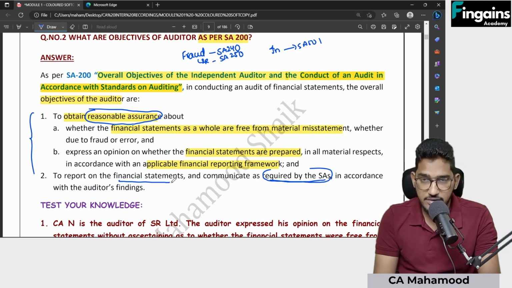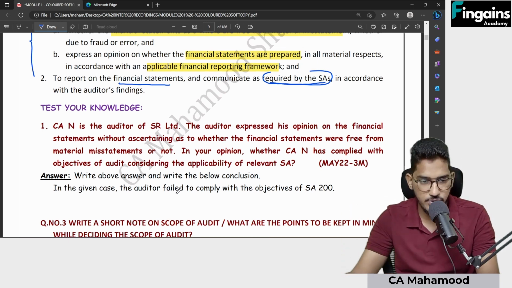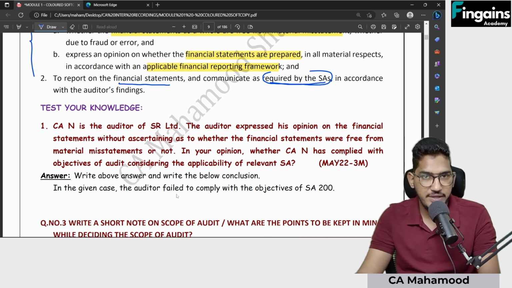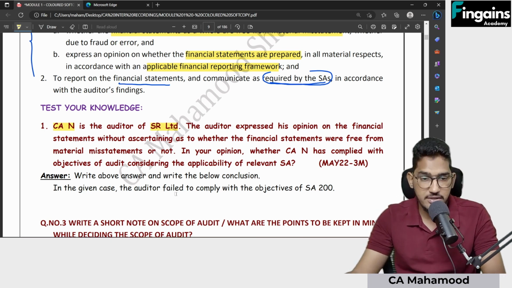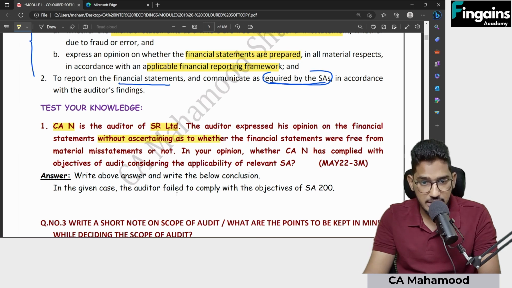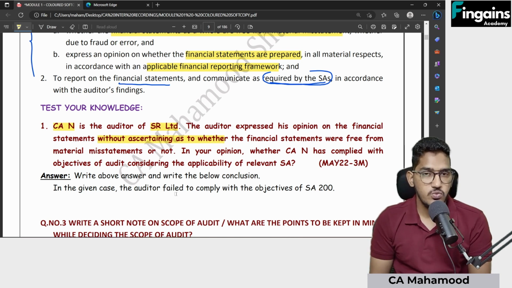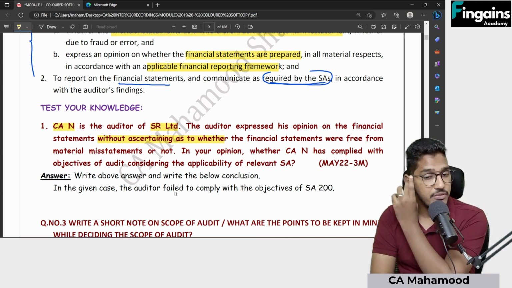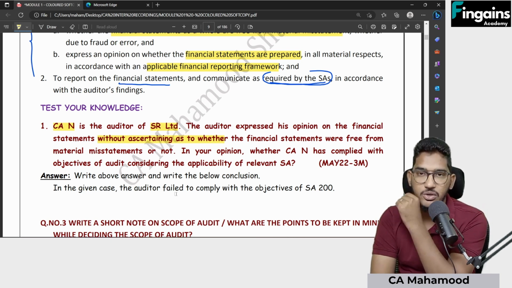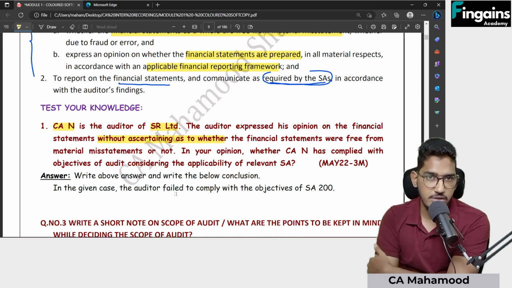Clear? Now, even this question can be asked in an indirect manner. If you have a look at the test your knowledge questions, an interesting question actually. CAN is the auditor of SR Limited. So the name of the auditor is CAN and he is conducting the audit of the company SR Limited. The auditor expressed his opinion on the financial statements without ascertaining whether the financial statements are free from material misstatements or not. So he expressed the opinion, but he did not consider while expressing that opinion whether financial statements are free from material misstatements. Auditor did not check this.